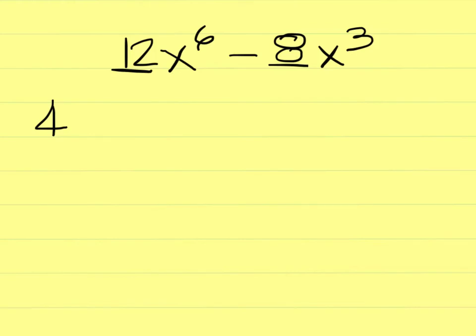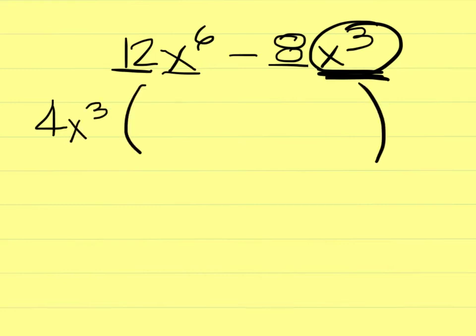Once you've done that, then go back and mess with the variables. What am I going to factor out from the variables? X to the third, because x to the third is the lowest power of x in the whole problem. Can't take out x to the sixth because it's larger than this. The lowest power of x is x to the third. So that's what we write down here.